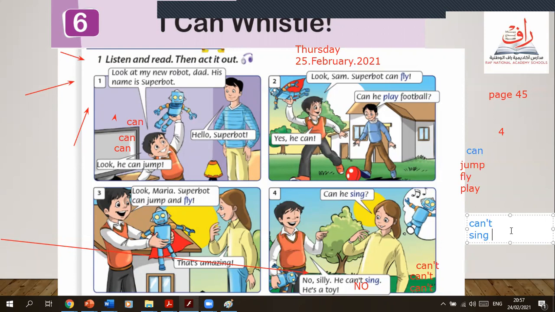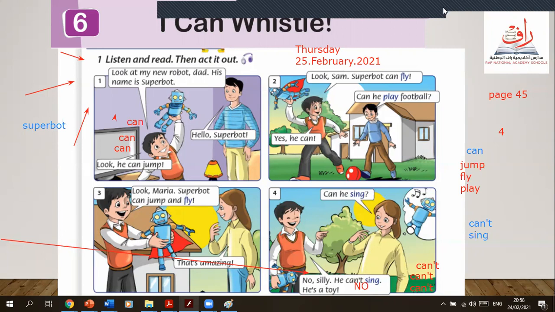So this is about the robot. We can see the robot. We can see the boy with his dad. They are talking about the robot. He wants to show his dad the robot. What is the robot's name? His name is Superbot. Again, let's write the name here. Superbot. Okay. So this is about the Superbot.